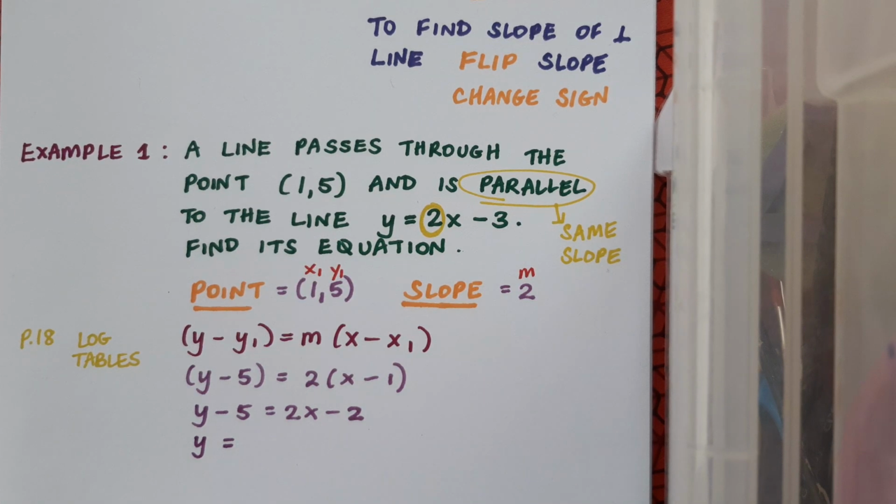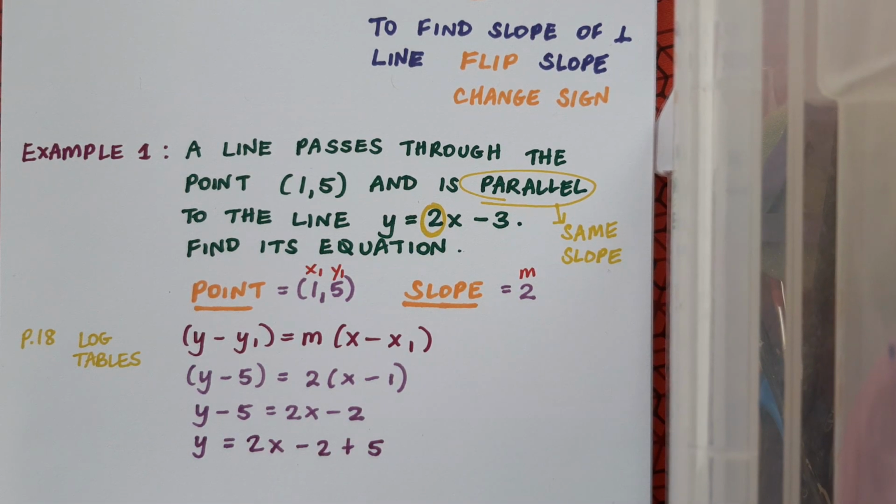So I'll leave the y on the left and the minus 5 can go across. So I'll get y equals 2x minus 2 plus 5. And then finally, I'll just put these like terms, the constants, together. And I get y equals 2x plus 3. And this is my answer.